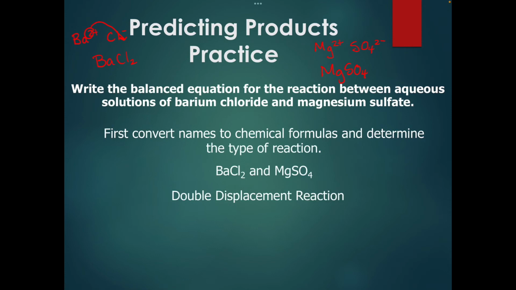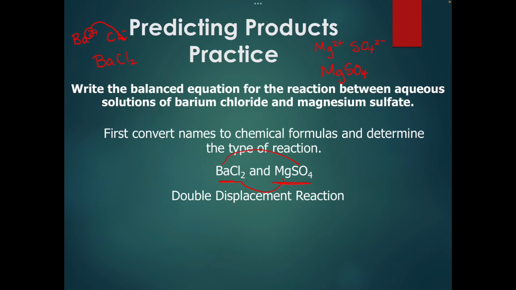All right, so that's our reaction that's happening. We're reacting barium chloride and magnesium sulfate. Since these are both compounds, this is going to be a double displacement reaction. Like I said before, I would think of foiling this. So barium is going to react with the sulfate and magnesium is going to react with the chloride. So the first and the last, and then the inner ones.